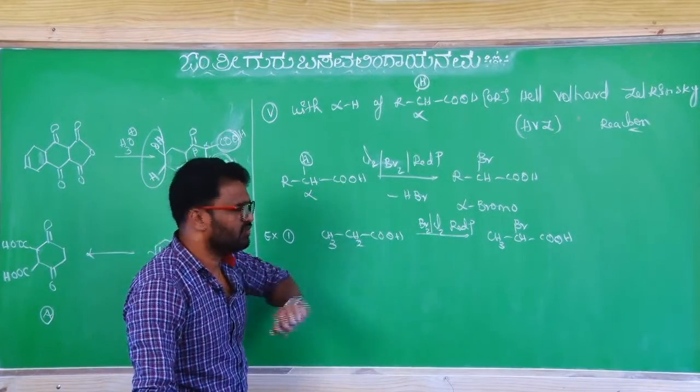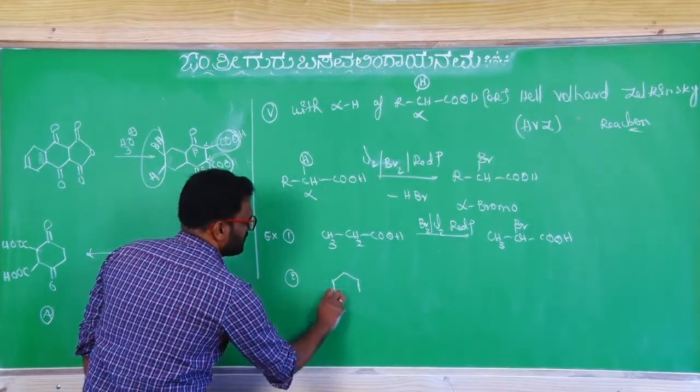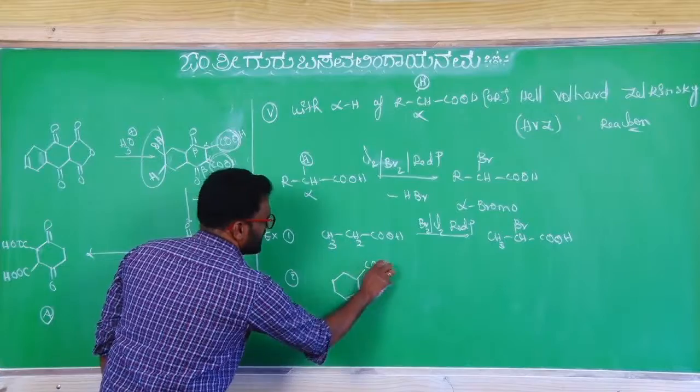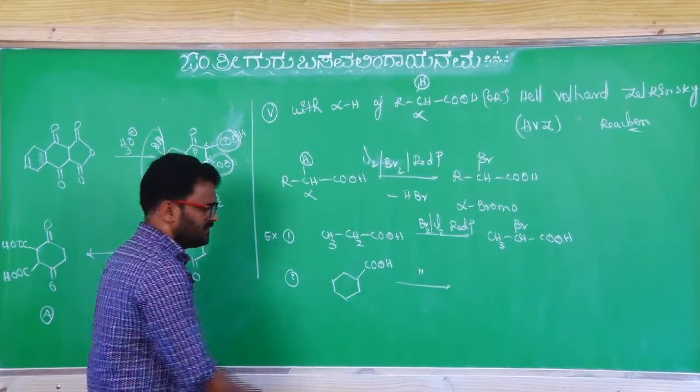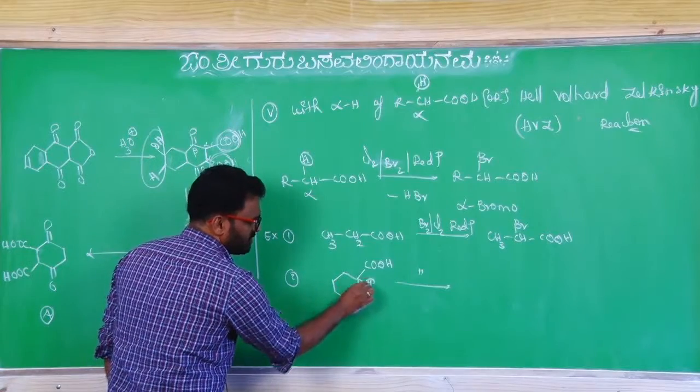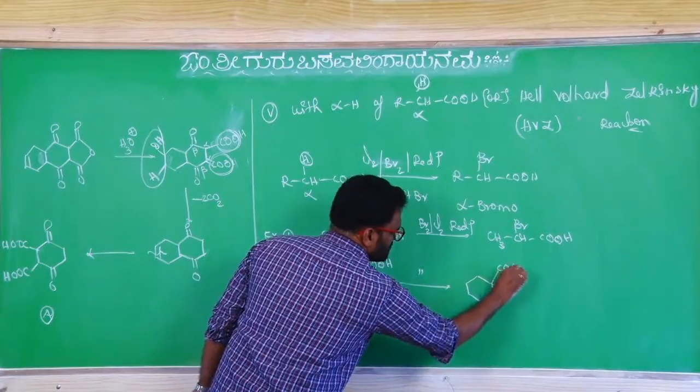So this is alpha bromination. If you take any cyclic compound, for example if you have a carboxylic acid and you treat it with this reagent, where will you get bromination? Here, this is the alpha carbon. Here there will be one hydrogen. So you will get this type of substitution.